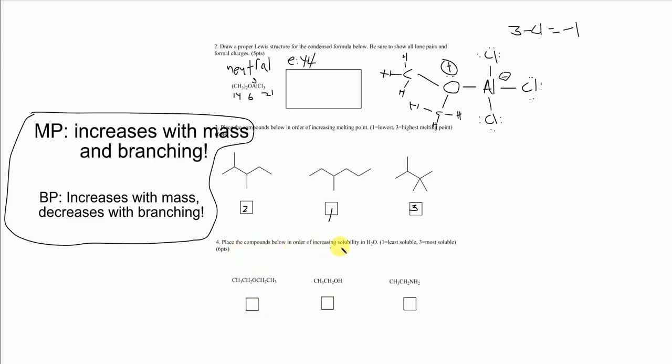All right, let's place the compounds in order of increasing solubility. So we said H2O looks like this, right? It's polar, and it also performs hydrogen bonding. So I'm looking for what hydrogen bonds, and I'm looking for anything that's polar. Obviously, hydrogen bonding is stronger than polarity. I'm going to pull up the table really quick.